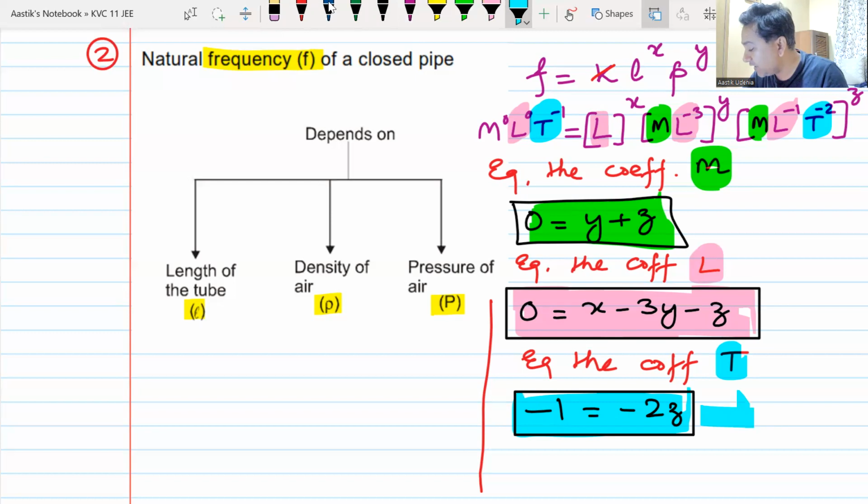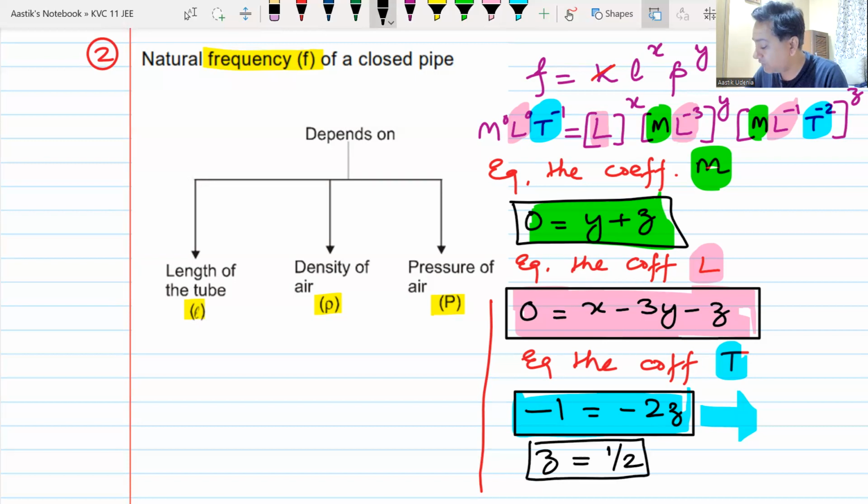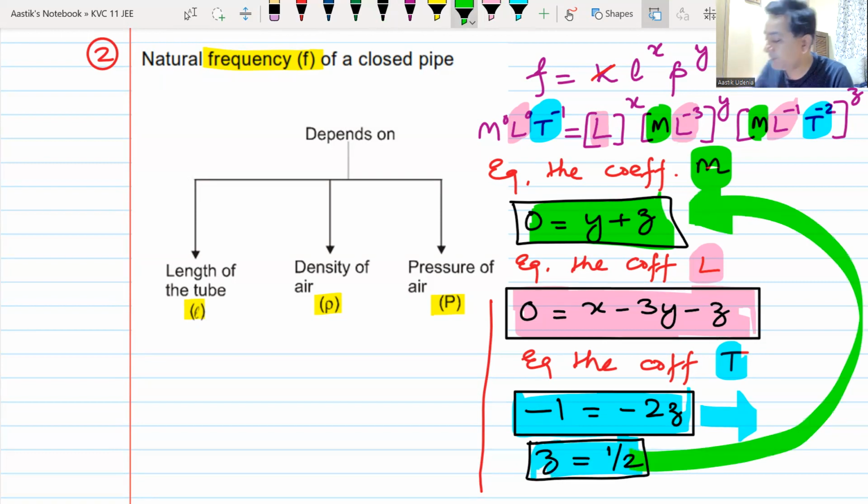From this equation, you can straight away get the value of z, my dear friends. Please tell me the value of z. 1/2, sir. Yes, that is correct. Z is 1/2. Once you get the value of z, you can put this value of z here and get the value of y. What is the value of y, my dear friends? -1/2, sir. That is correct.